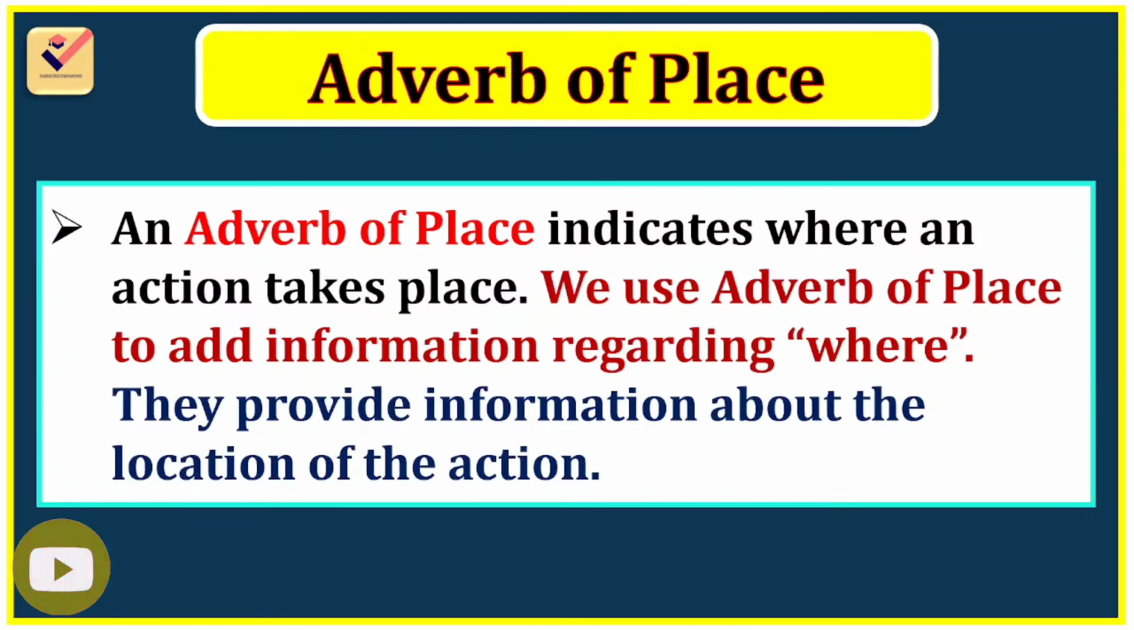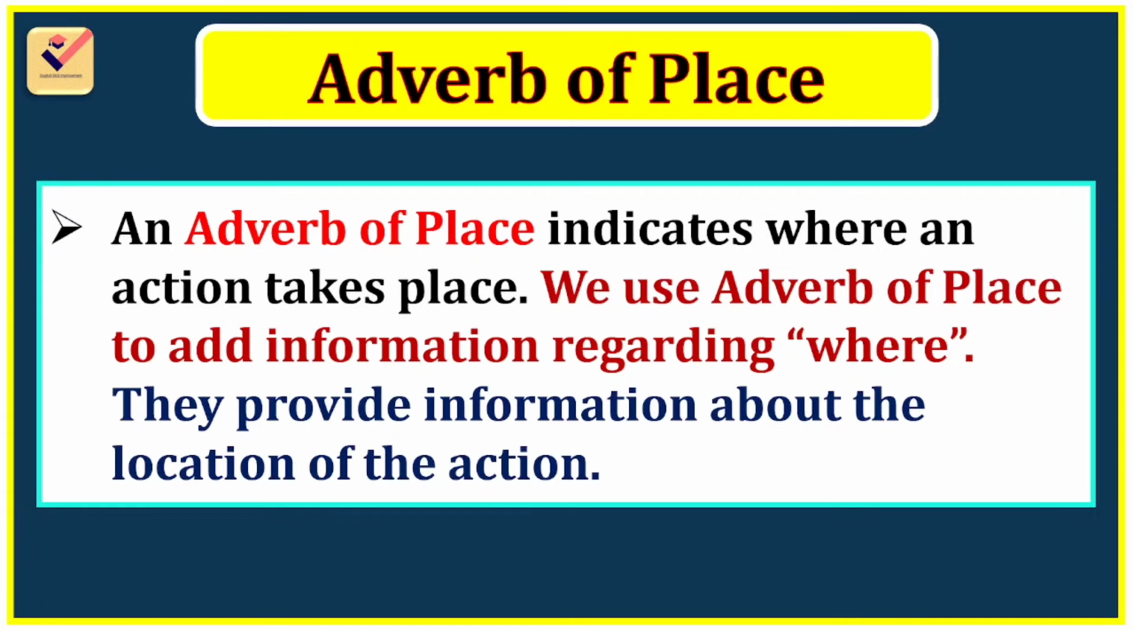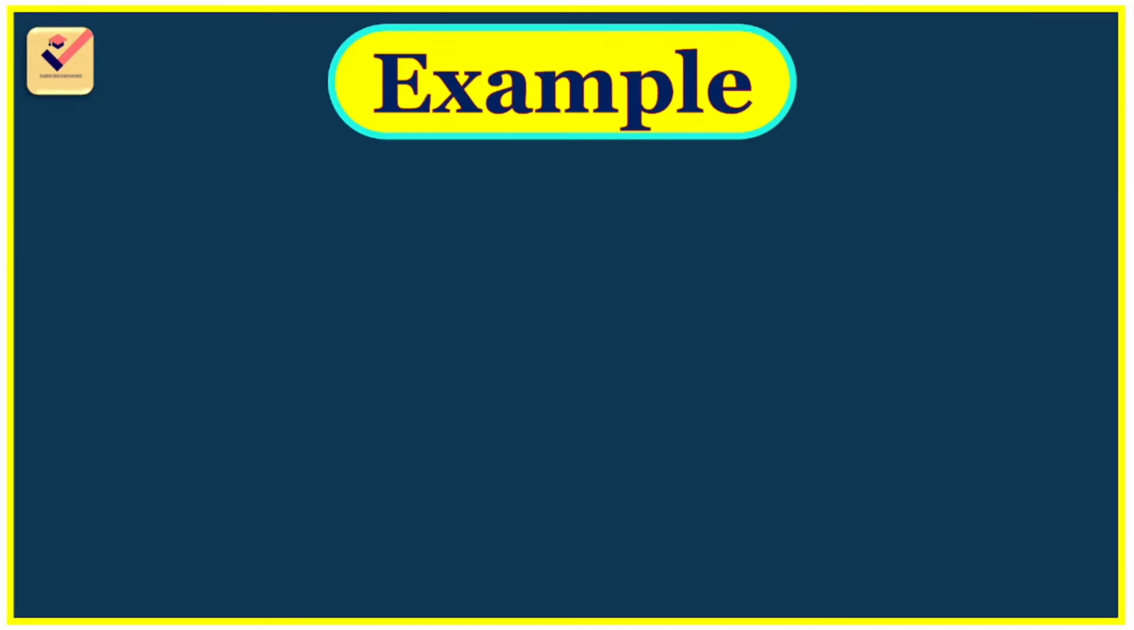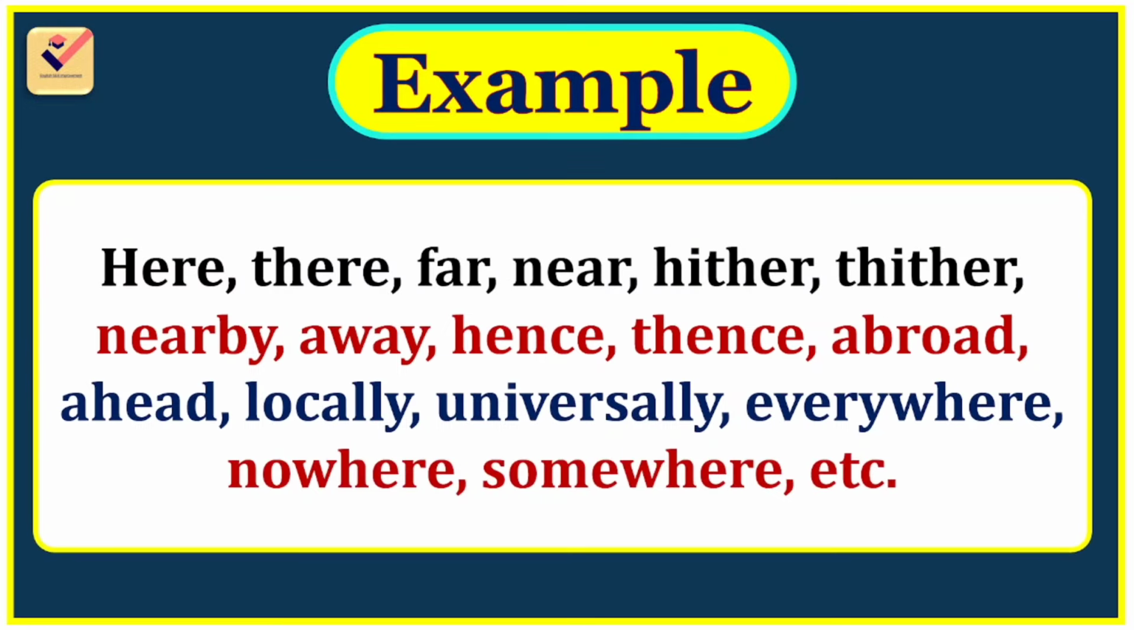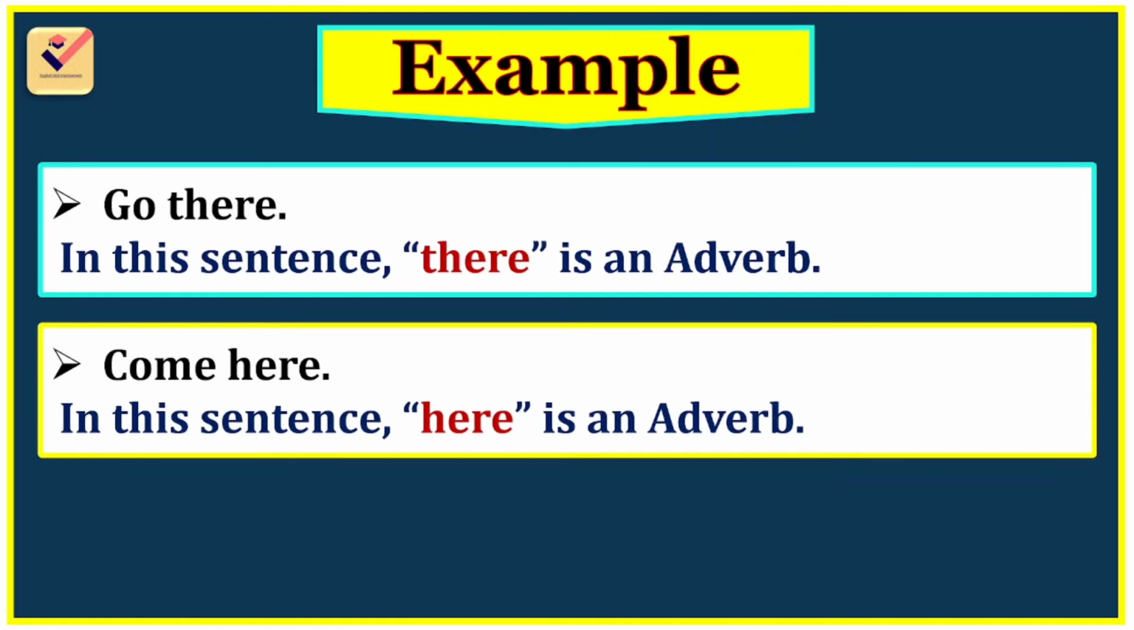Adverb of place. An adverb of place indicates where an action takes place. We use adverb of place to add information regarding where. They provide information about the location of the action. Examples of adverb of place: here, there, far, near, hither, thither, nearby, away, hence, thence, abroad, ahead, locally, universally, everywhere, nowhere, somewhere, etc. Go there. In this sentence, there is an adverb. Come here. In this sentence, here is an adverb.